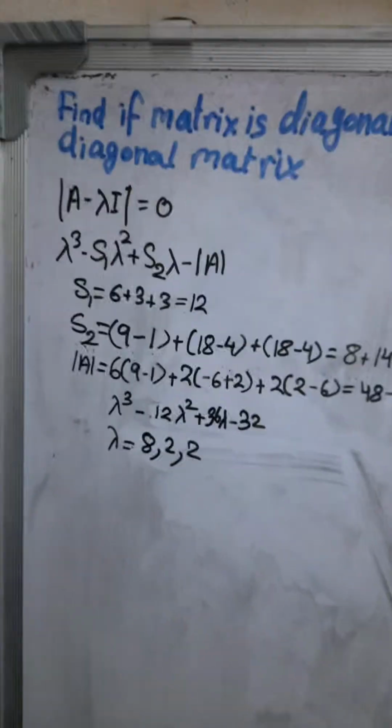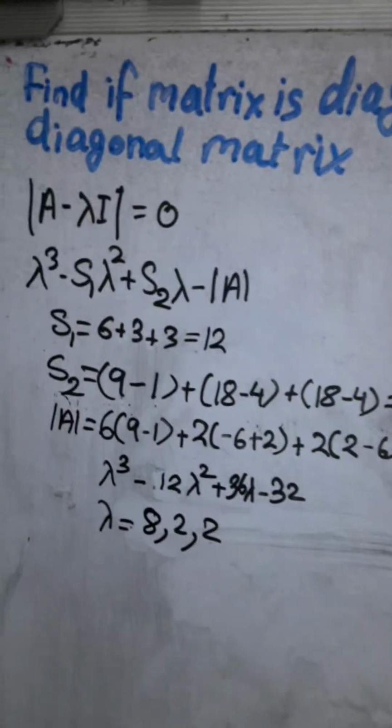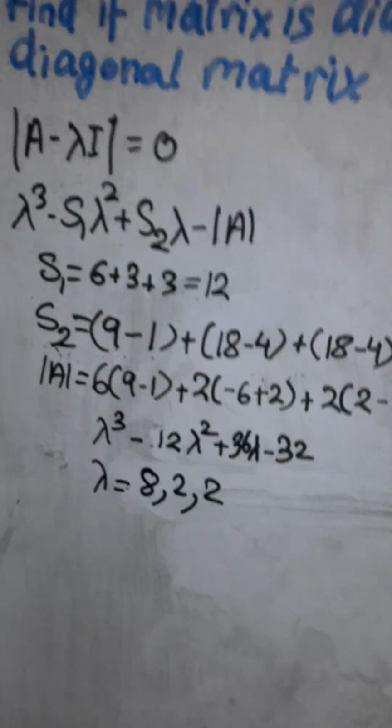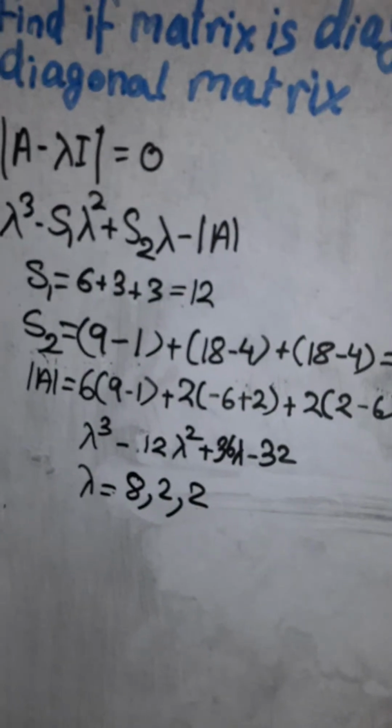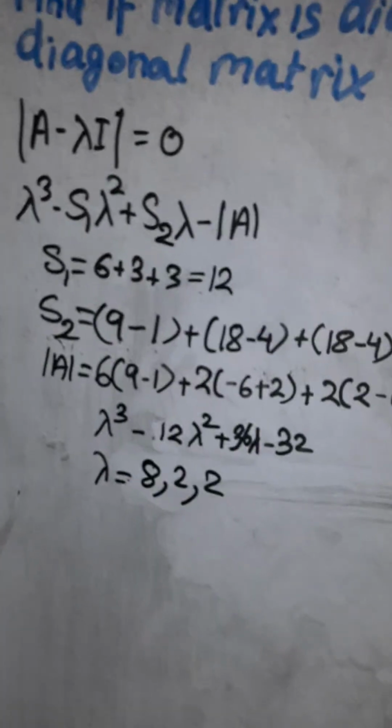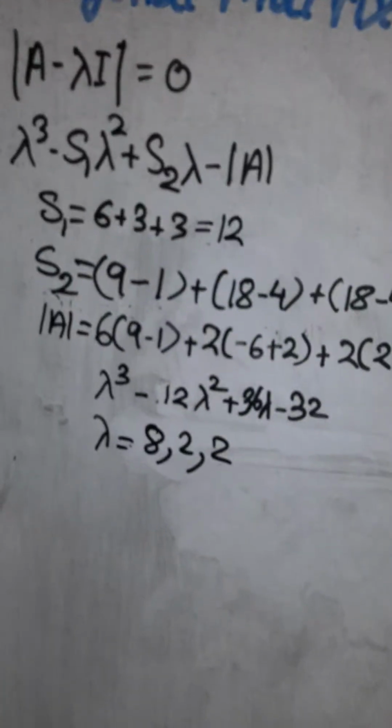So, we are finding whether it is diagonalizable or not, and we are trying to find its diagonal matrix. I have done some part of it beforehand, like finding out the eigenvalues, so that things can be shorter.